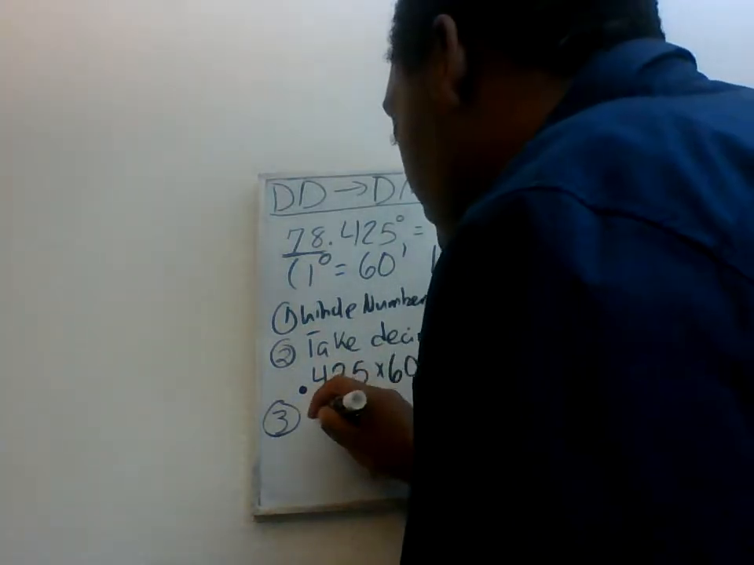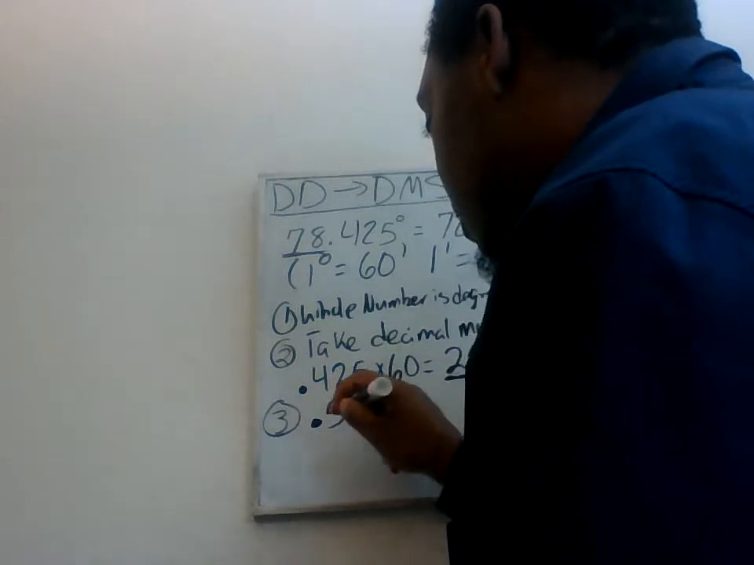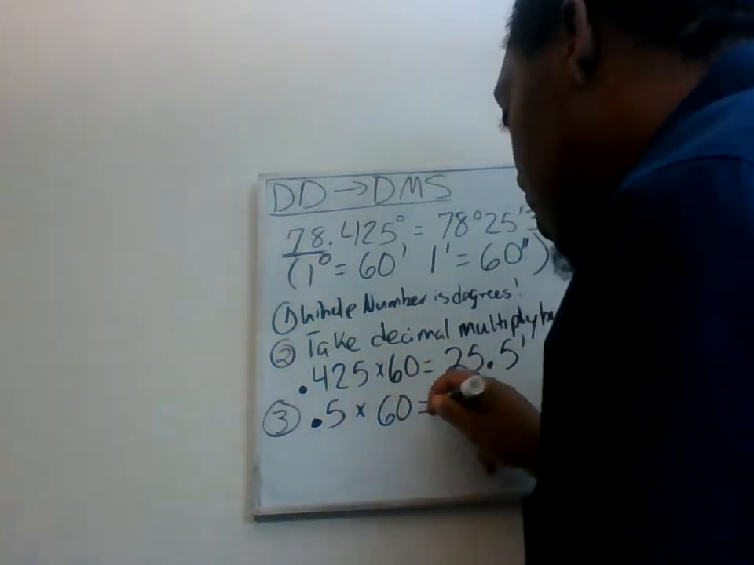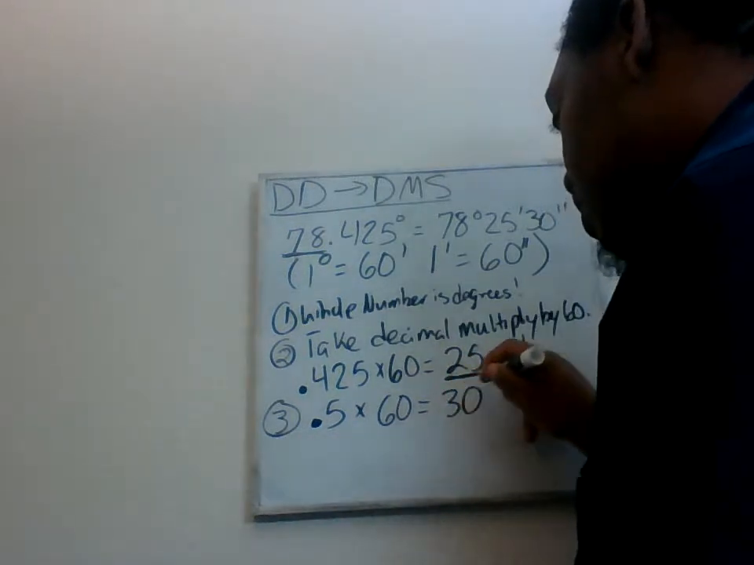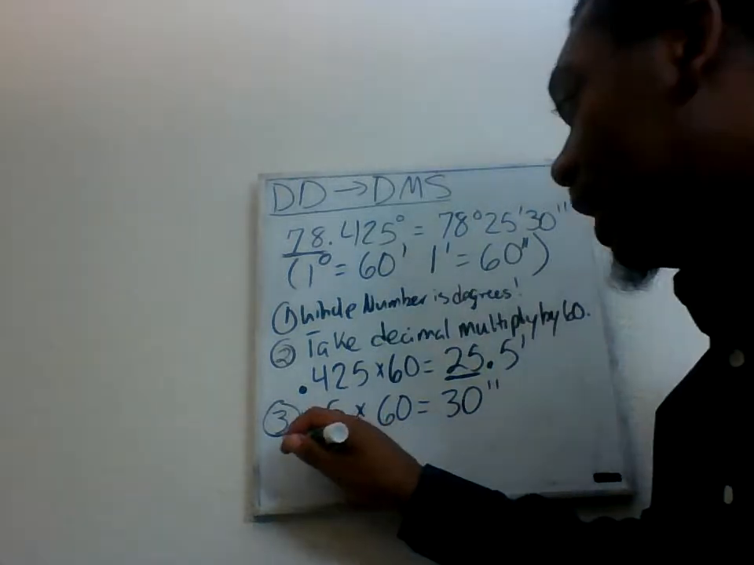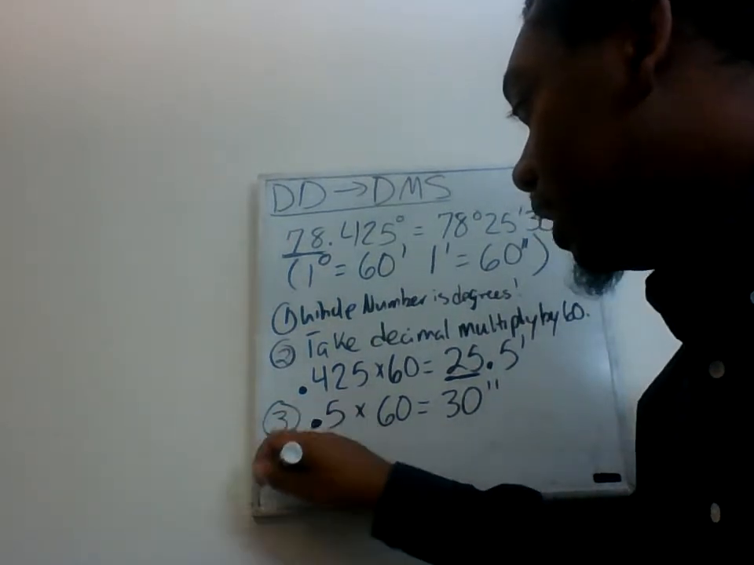So we have 0.5 times 60, and in that case, we get 30 would be our seconds. And so the last thing is we bring it all together.